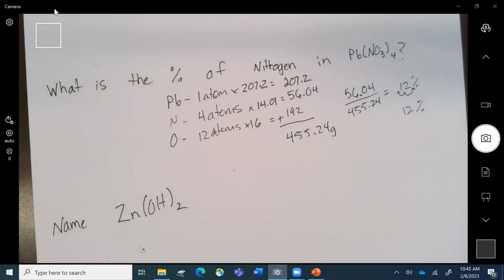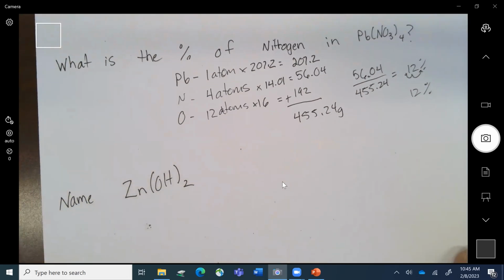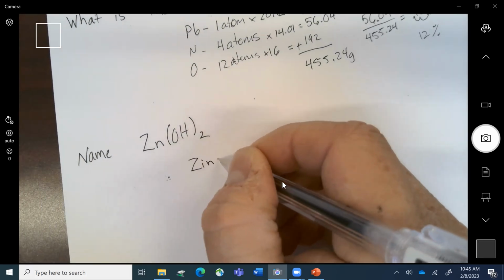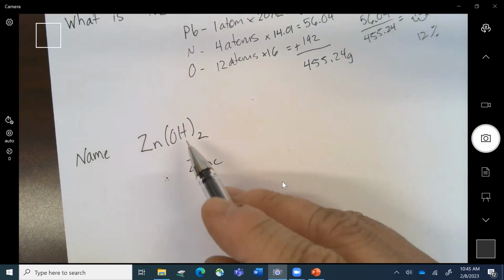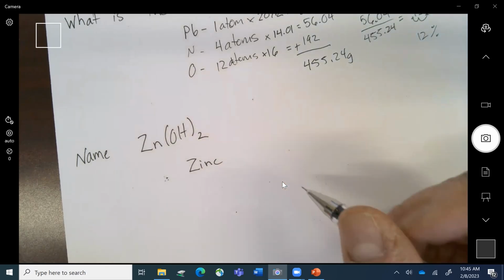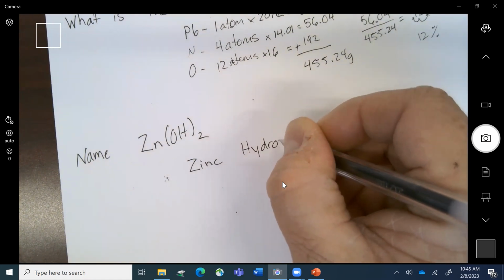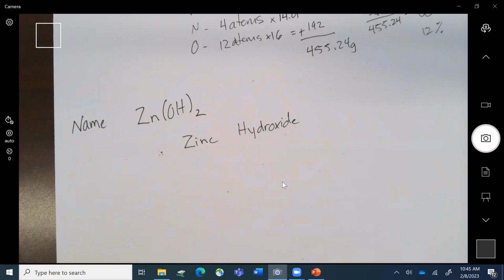And then I wrote one more in there, I snuck it in on you. Okay. And then I said name ZnOH2. Zn stands for zinc. This is ionic, metal versus nonmetals. This is also a polyatomic ion. OH is hydroxide. So zinc hydroxide is that one.